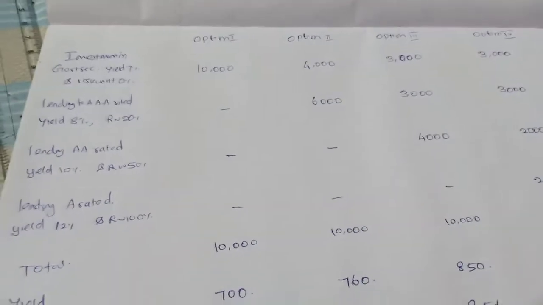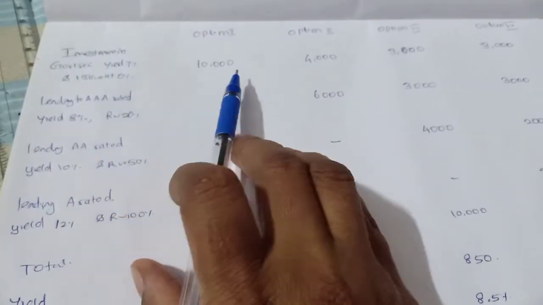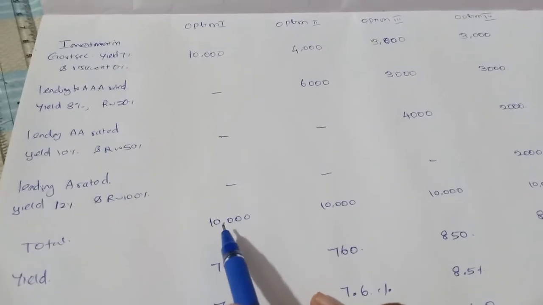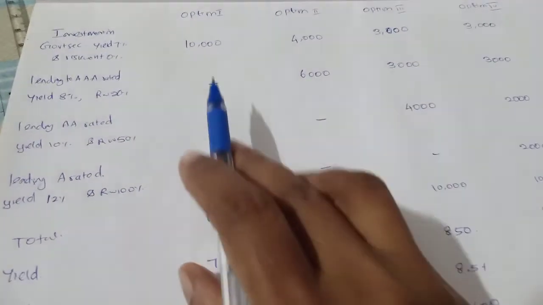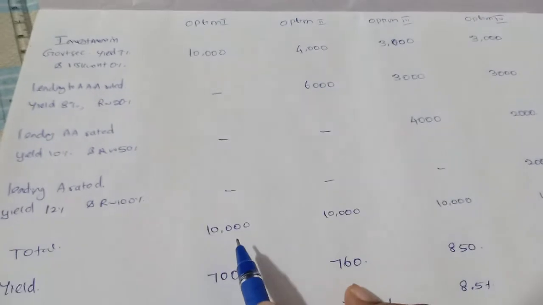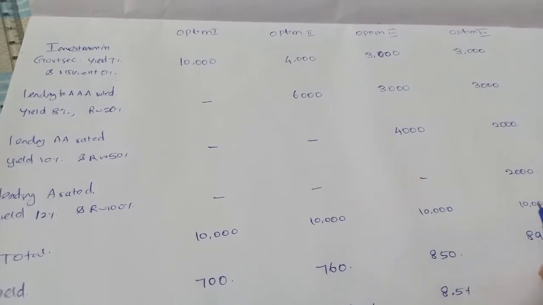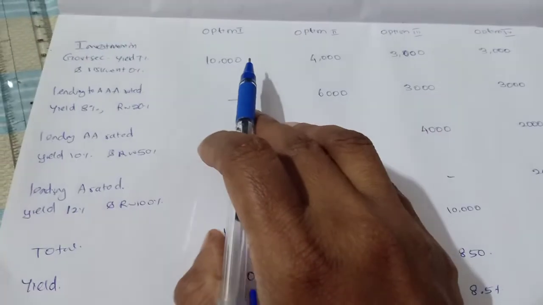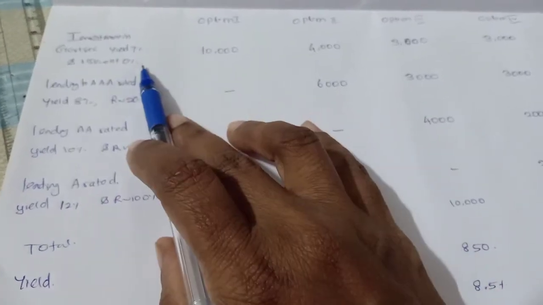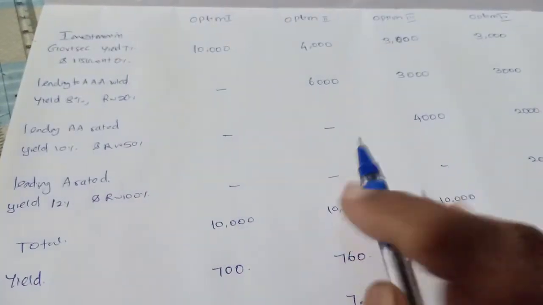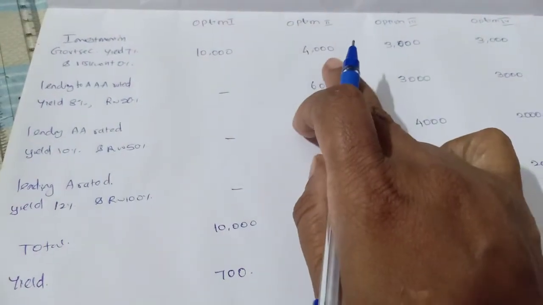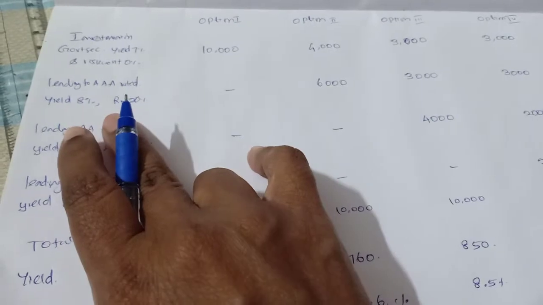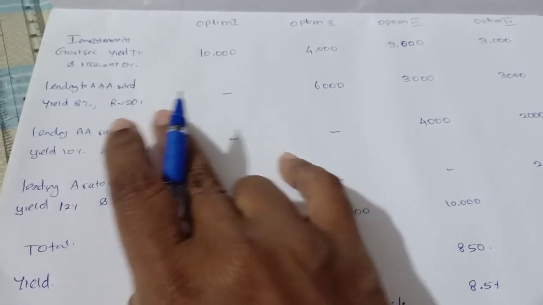And the same model, investment in government securities, is now with 10,000. The amount the company has for investment is 10,000. In the previous problem they had 1,000, but here it is 10,000. In option 1, 10,000 is invested in government securities. In option 2, 4,000 is invested in government securities and 6,000 in AAA rated companies.